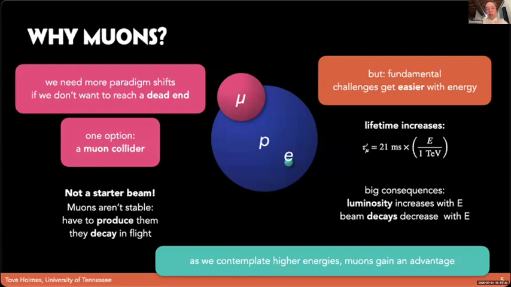If you can keep that beam around longer, it means that your luminosity will increase because you can collide your muons more times. And it also means that the beam decays that you have to deal with in that collider will decrease with energy because there are fewer decays. So basically, as we contemplate higher energies, we reach this inflection point where the muons start to gain an advantage over the comparatively simpler to work with particles like the electron and the proton.